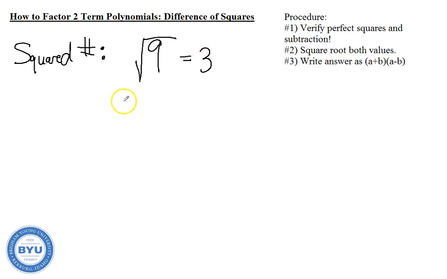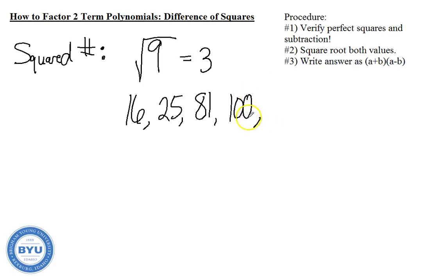What are some other squared numbers? For example, 16 is a squared number, 25 is a squared number, 81, and even 100 is a squared number because it's 10 times 10. We can do this with variables as well. X squared is a squared number because it's x times x. And even x to the fourth is a squared number because it's x squared times x squared. Or 9x squared. That one works as well because both of the numbers can be squared.